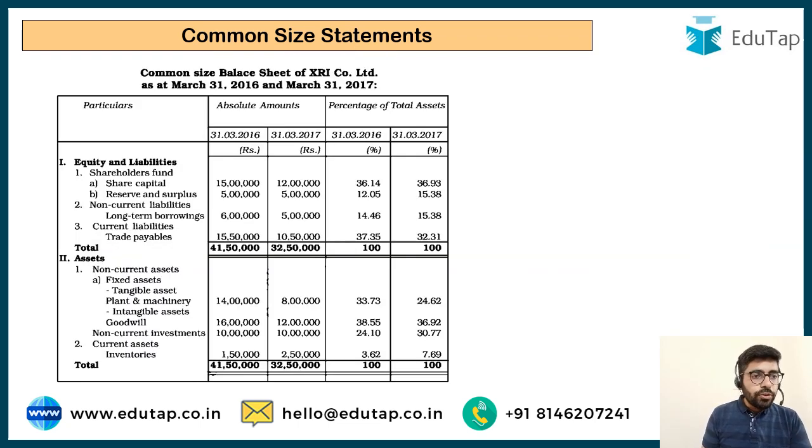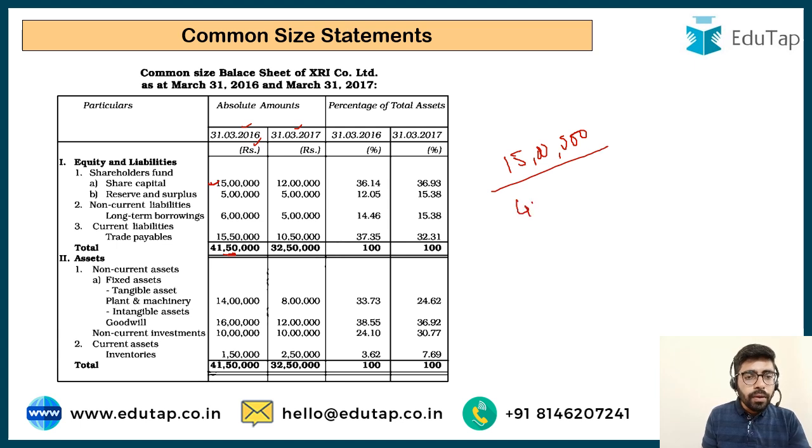So as we can also look here, this is an example of the common size statement using the balance sheet. Here are the figures of 2 years, but the figures are shown as a percentage of the total of the same year. For example, for the year ended 31st March 2016, the total is 41 lakh 50,000. The shareholder fund comprises the share capital of 15 lakh, and this is shown as a percentage: 15 lakh divided by 41 lakh 50,000.